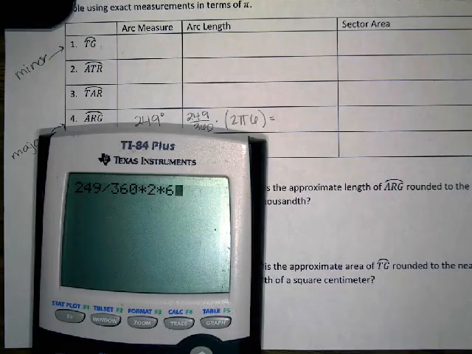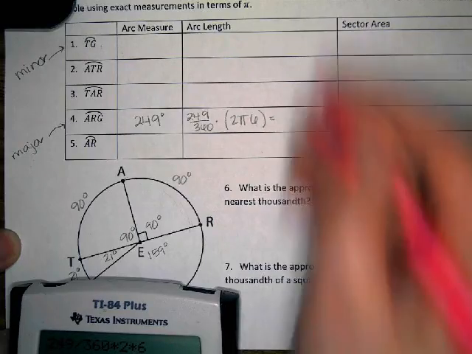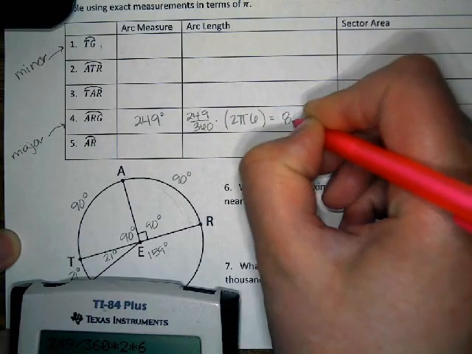Awkward silence. Anybody? You guys all have calculators? Lots of calculators out there. What do we get? 8.3. Perfect. Okay, so we're going to say 8.3, and then we're going to stick a pi on there.